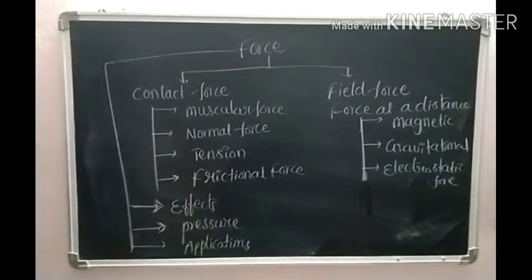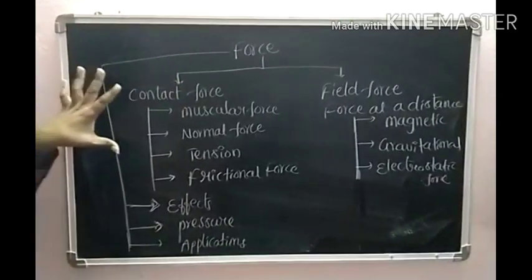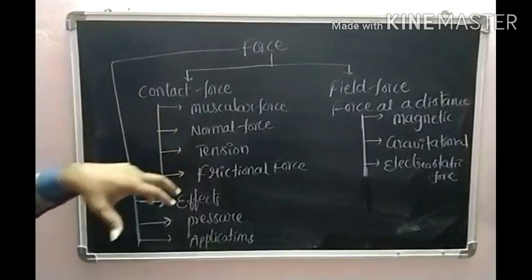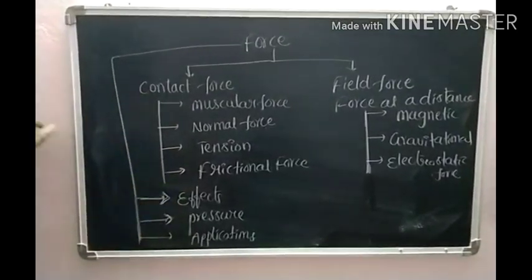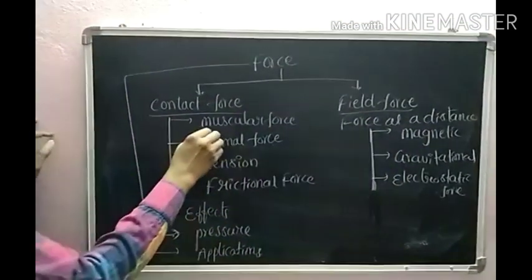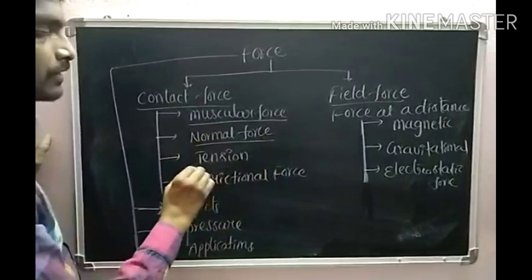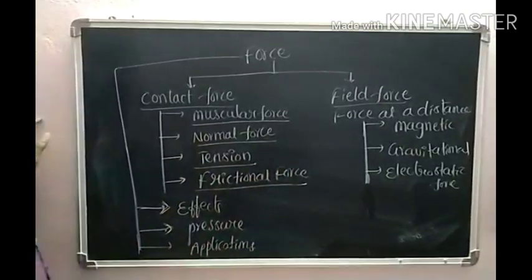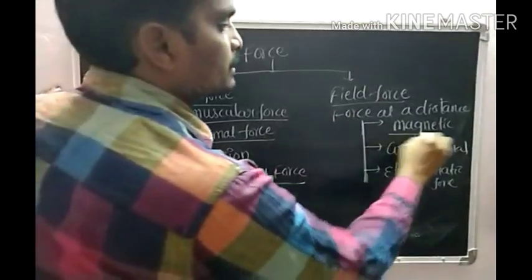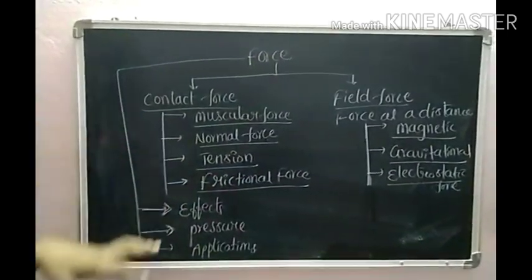This is the mind map of this lesson. Today we are going to learn contact force and field force. In contact force, we are going to discuss muscular force, normal force, tensional force, and frictional force. And field force means magnetic force, gravitational force, and electrostatic force, through activities.